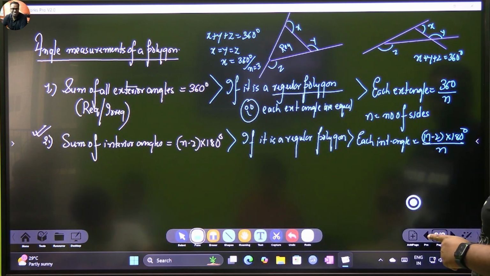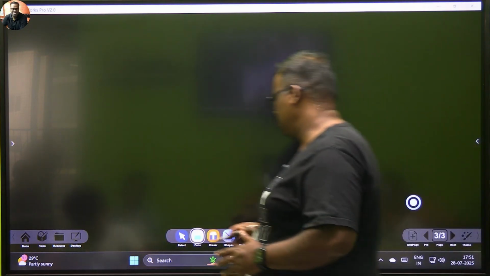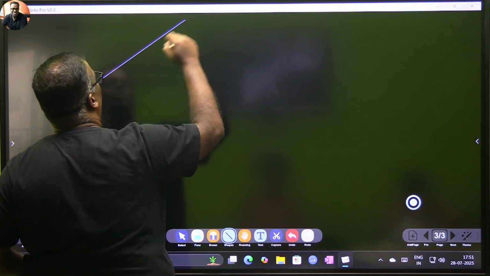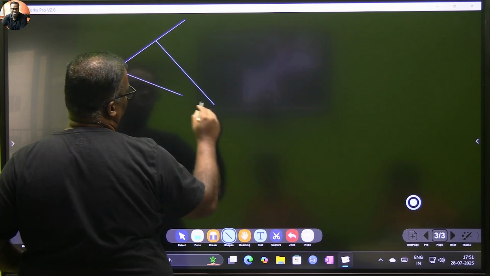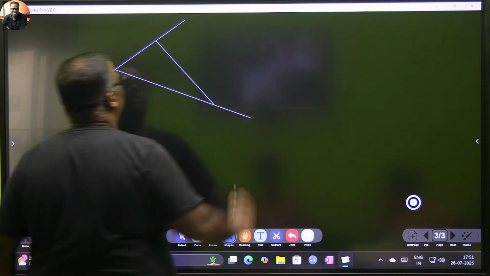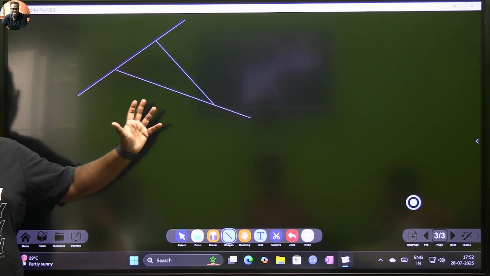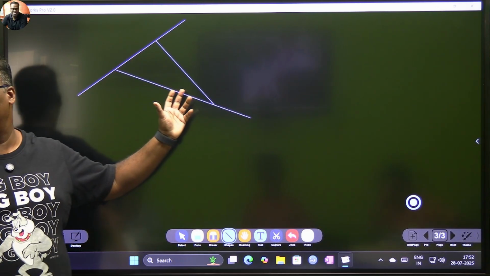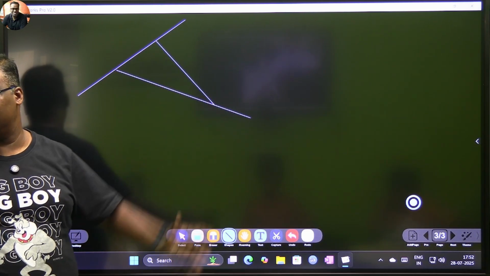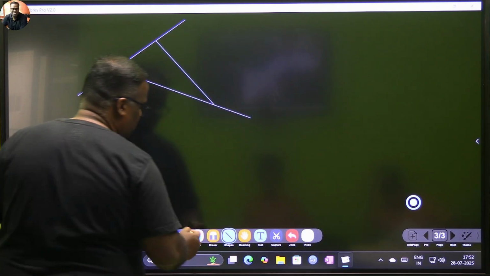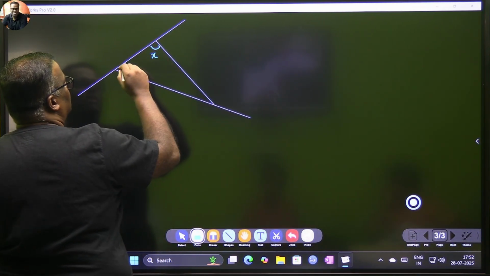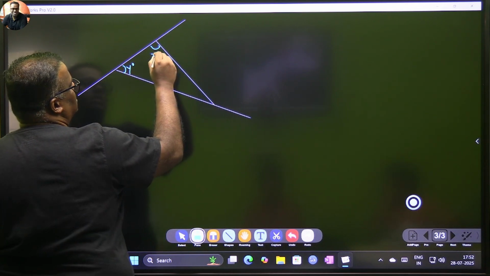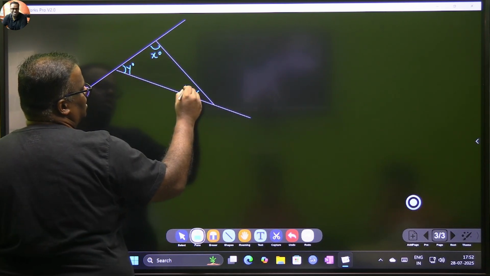Okay. Now suppose, let's see some more scenarios. If they give you problems like this, I will not try to bundle you with a lot of formulas, because that does not help you in any way. Have a look here. I have made a very simple polygon, an irregular polygon, and it's a scalene triangle. Let's have a look at the internal angles. Let this angle be x degrees, this angle be y degrees, and this angle be z degrees.